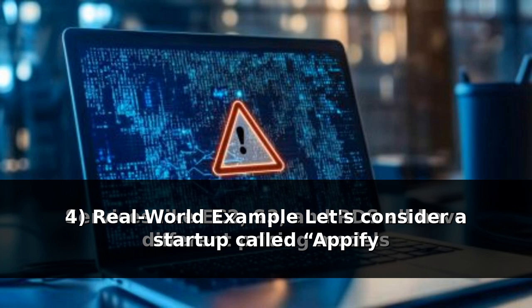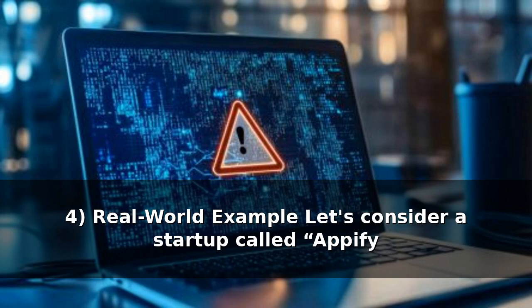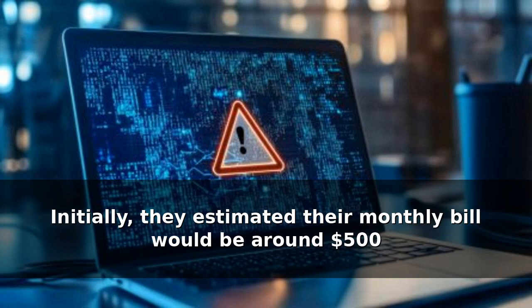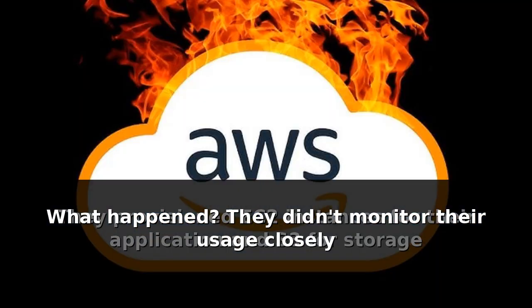Real-world example: let's consider a startup called Appify. They launched a new mobile app using AWS. Initially, they estimated their monthly bill would be around $500. They provisioned EC2 instances for their application and S3 for storage. After a few months, their bill skyrocketed to $2,500. What happened? They didn't monitor their usage closely.